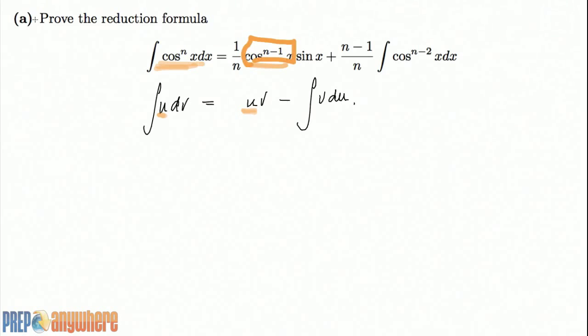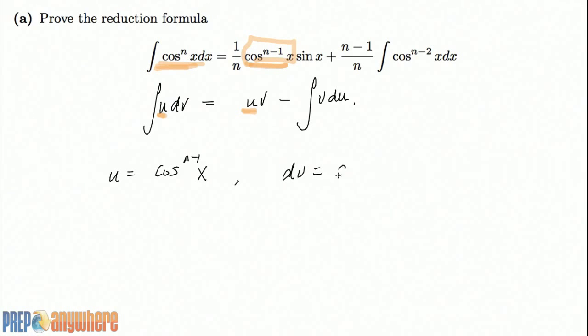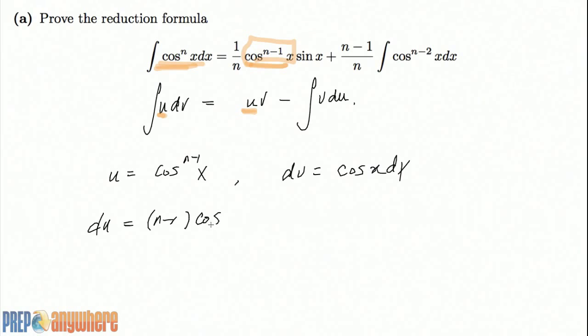Okay, so if you let u equal cosine to the power n minus 1 of x, then dv must be just the extra cosine that's left over. Let's differentiate to get du. You get n minus 1 cosine of n minus 2 x, chained by the derivative of cosine, which is minus sine of x. And v is going to equal just sine of x.